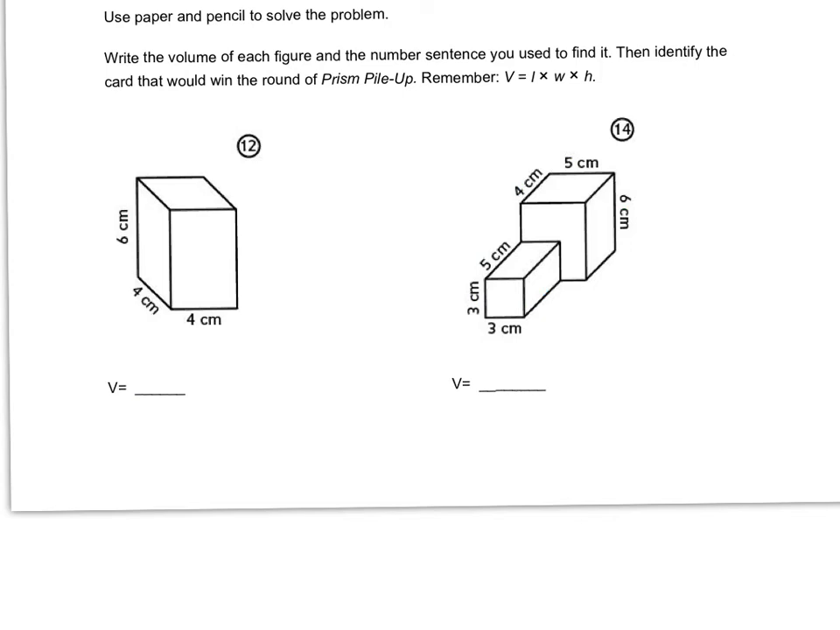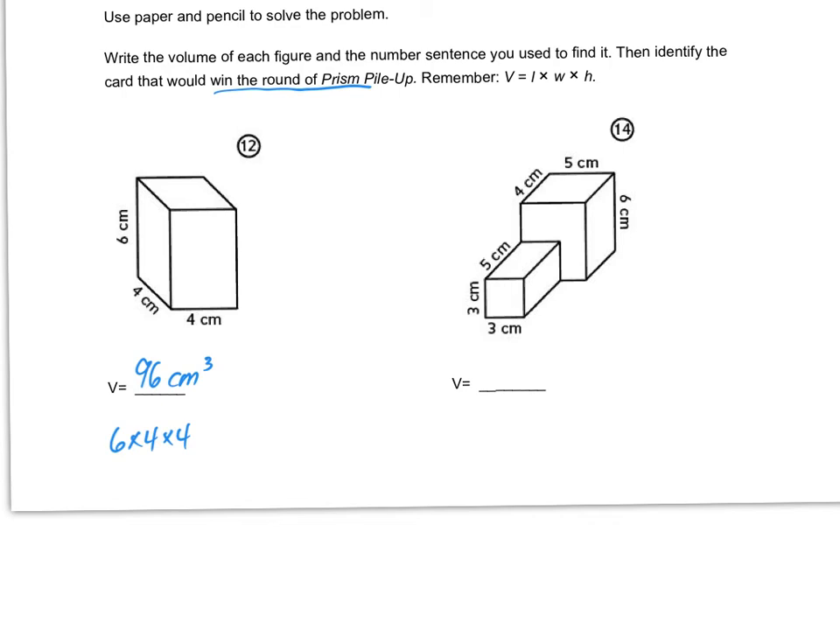Our final question on this review is we need to write the volume of each figure and the number sentence used to find it. Then identify the card that would win the round of prism pileup. Remember, volume is length times width times height, and for the winner, the largest volume wins. So over here on our first one, looks like it would be card 12, it's going to be 6 times 4 times 4. So 6 times 4 is 24, times 4 is going to be 96 centimeters cubed.